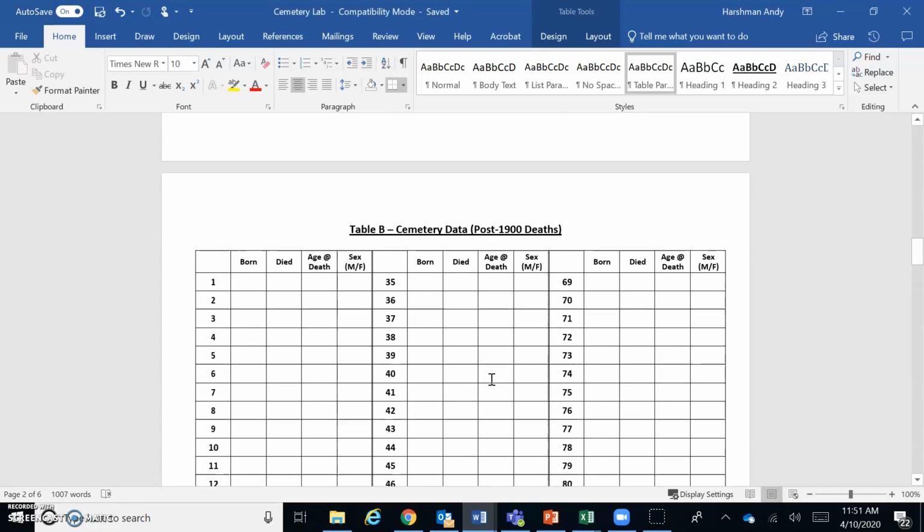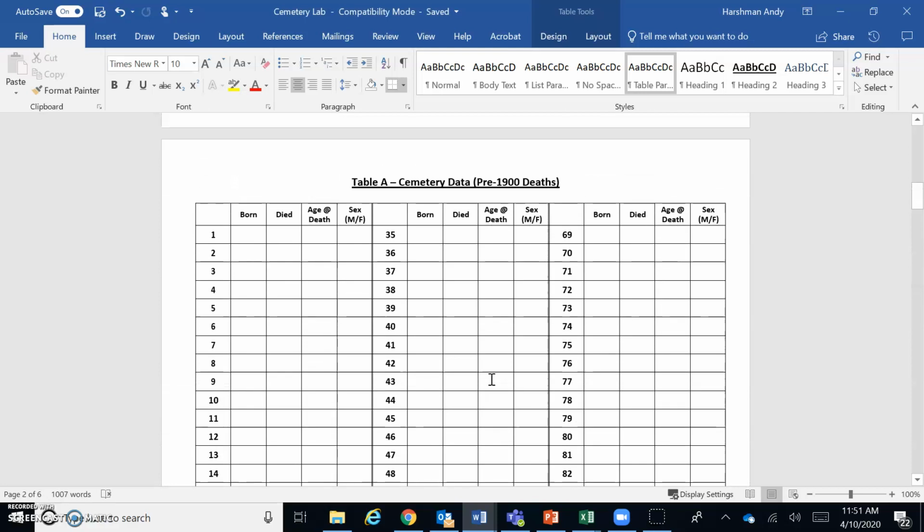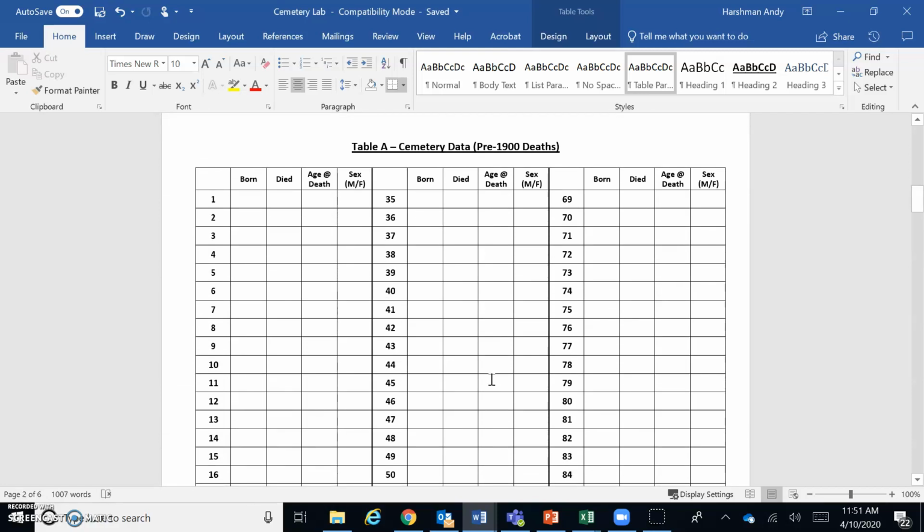So you've got table A and table B. Hopefully that was easy enough to figure out. I know it's a lot of work, but in this area, I just want to make sure you guys know, I just want years in here. You don't have to put the actual date. You don't have to figure out if they were born in May and died in April. Oh, that's not a full year. No, just put the years in.